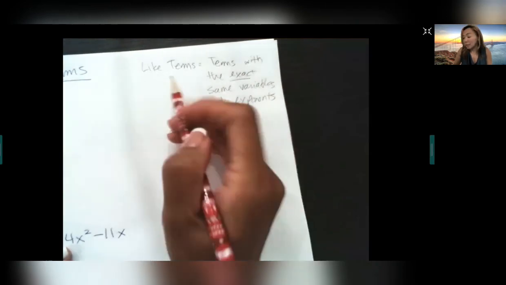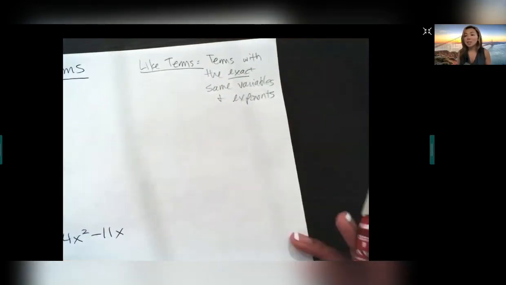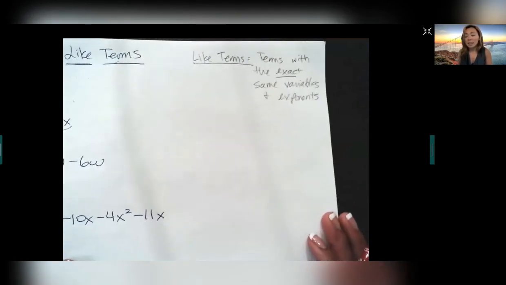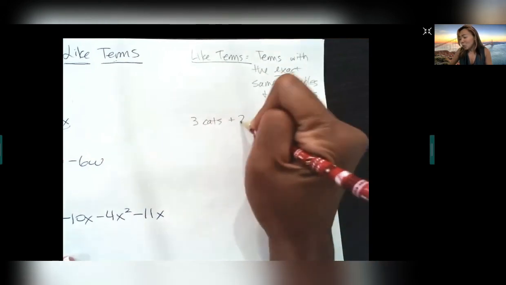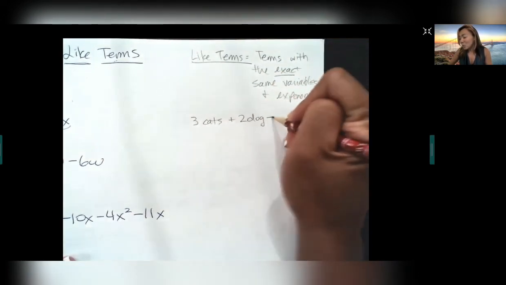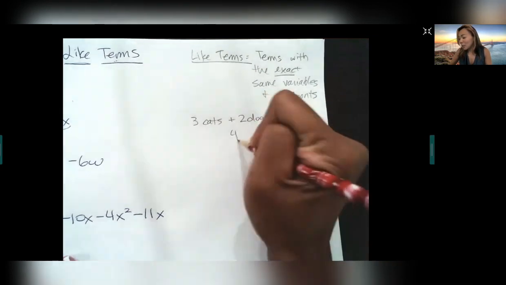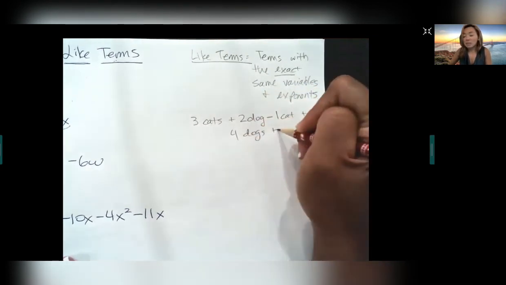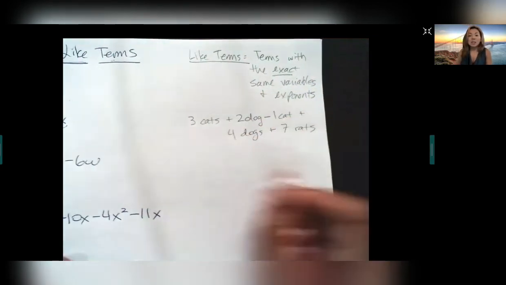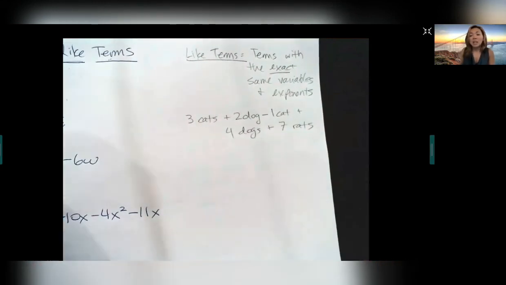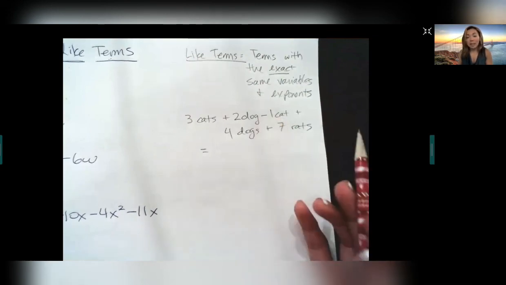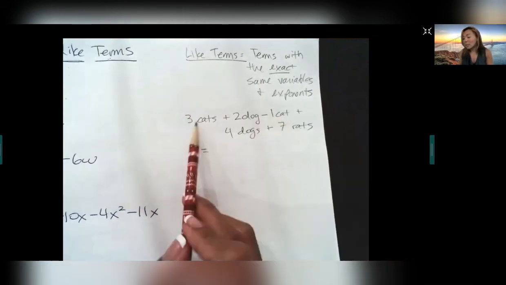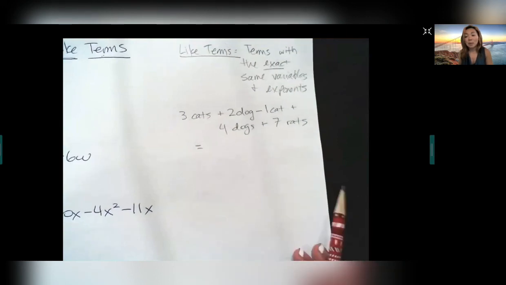So that's what like terms is. One way of thinking about this, again, back to how math is like English, it's like a language. If I told you I have 3 cats plus 2 dogs minus 1 cat plus 4 dogs plus 7 rats, right? If I told you that this was what was going on, and I asked you to combine or simplify this line of animals, what you would do is look at the like animals, the animals that are the same, and combine them.